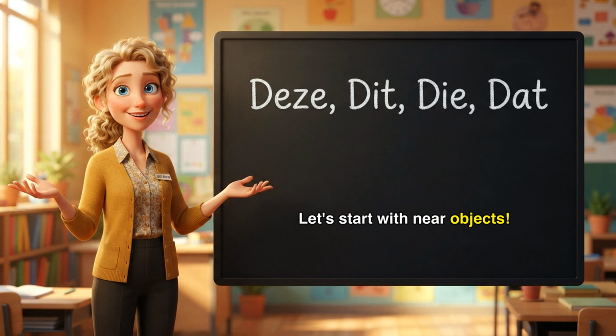Let's start with near objects. Laten we beginnen. Let's begin. Man is a de word. Deze man is groot. This man is tall. Boek is a het word. Dit boek is mooi. This book is beautiful. Notice how de becomes deze. And het becomes dit.